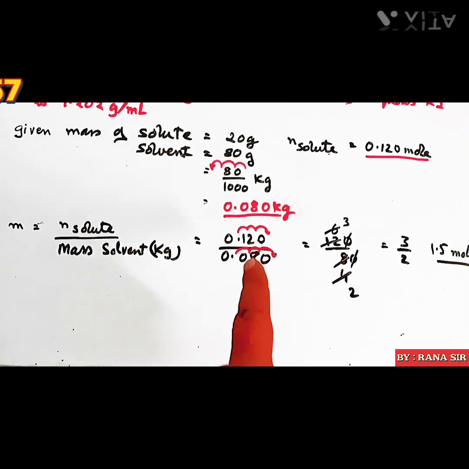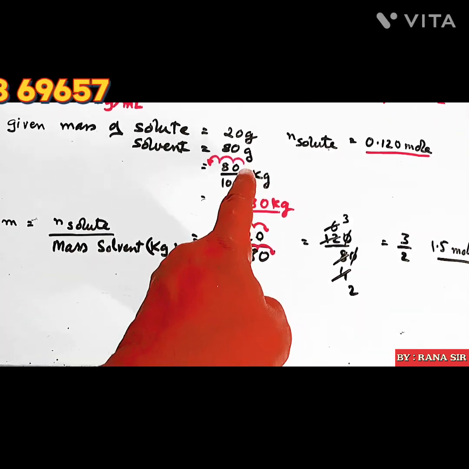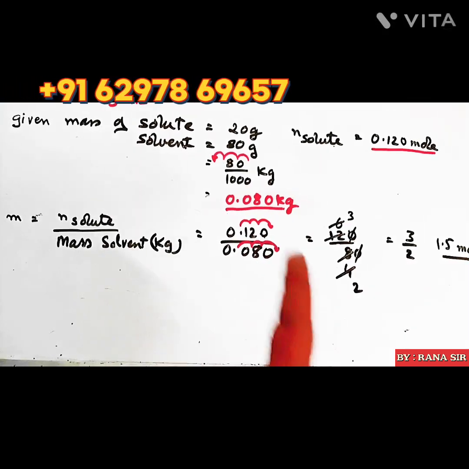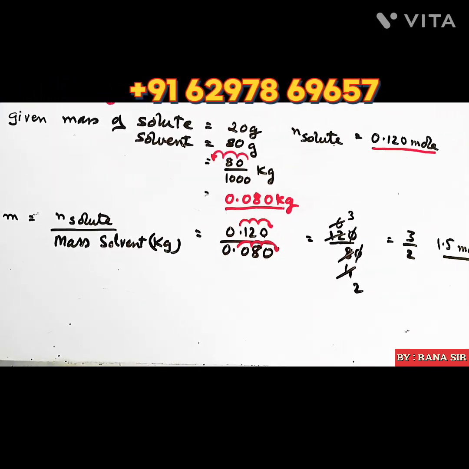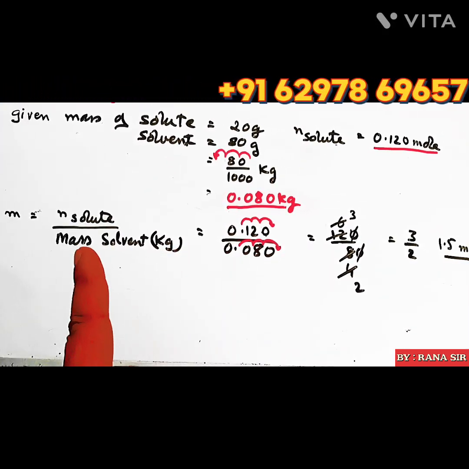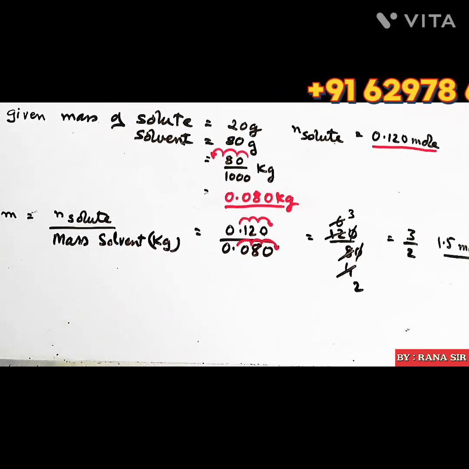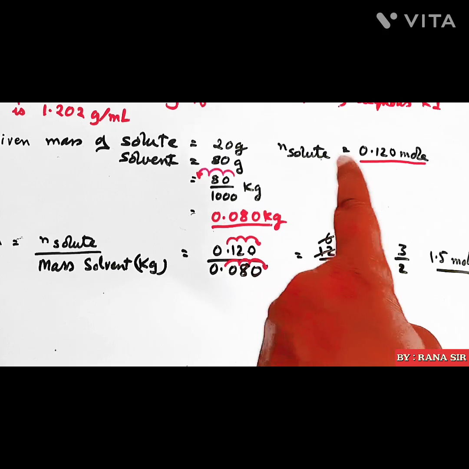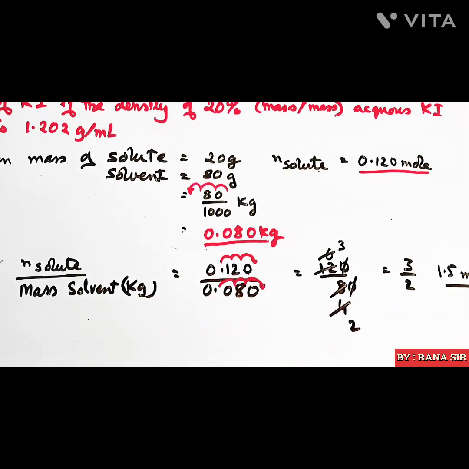So 80 by 1000 means you have to shift the decimal point 3 times. So 0.080 kilogram. Why kilogram? Because in molal we have to have the denominator, the mass of solvent, in kg. And we already found out that the number of moles of solute is 0.120 mole.